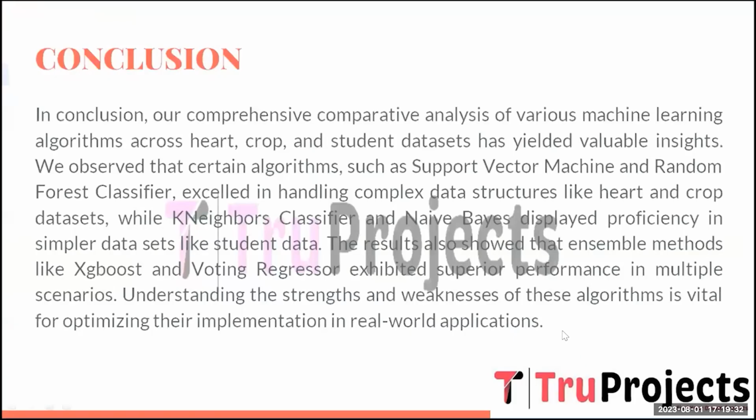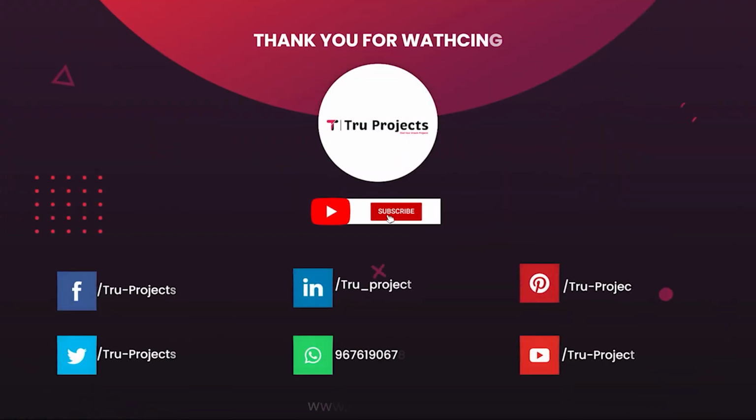our comprehensive comparative analysis of various machine learning algorithms across the heart, crop, and student data sets has yielded valuable insight. We observed that certain algorithms such as SVM and random forest excelled in handling the complex data structures like the heart and the crop data sets, while KNN classifier and naive Bayes displayed proficiency in the simpler data sets like student data. The results also showed the ensemble methods like XGBoost and voting regressor exhibited superior performance in multiple scenarios. Understanding the strengths and the weaknesses of these algorithms is vital for optimizing their implementation and the real-world applications.